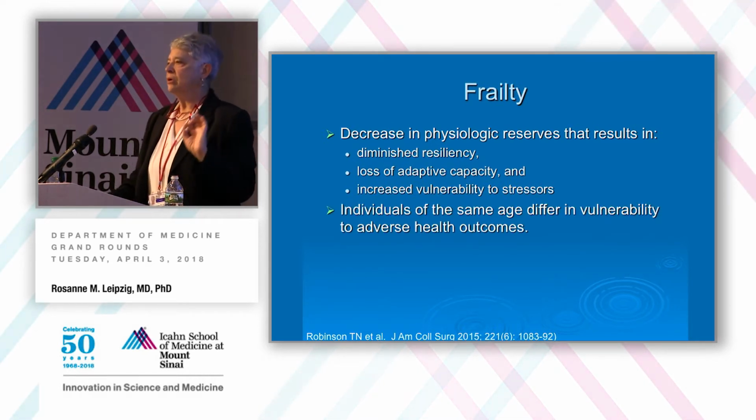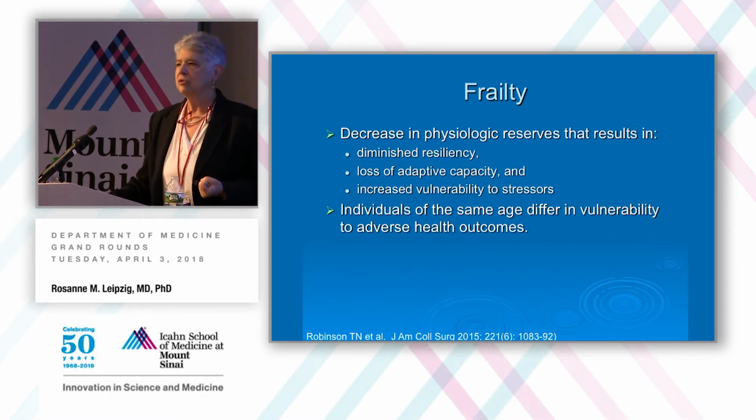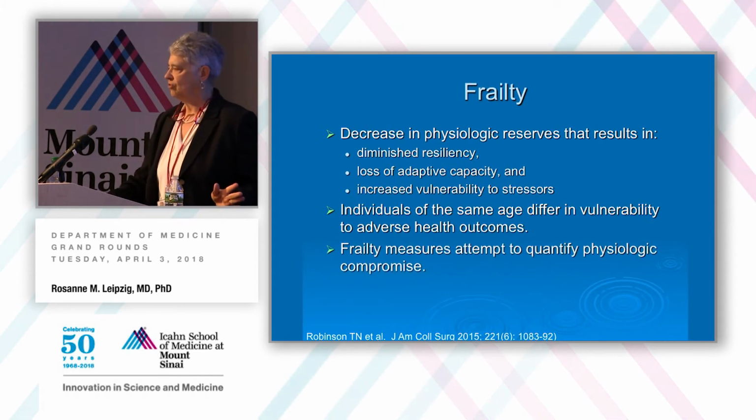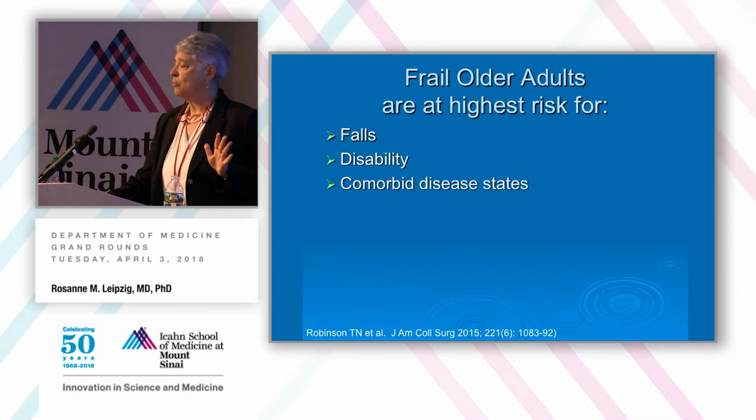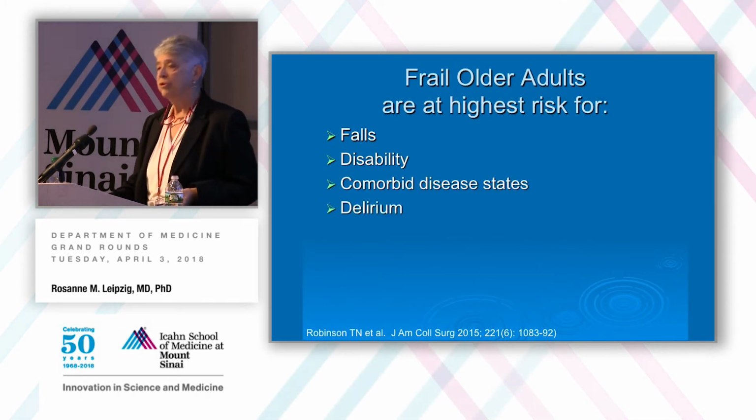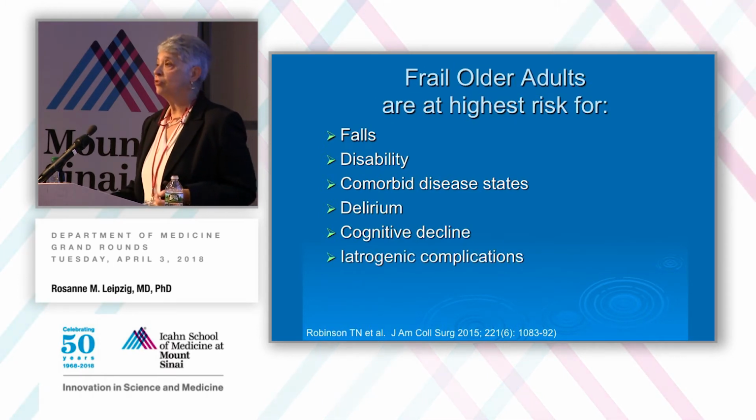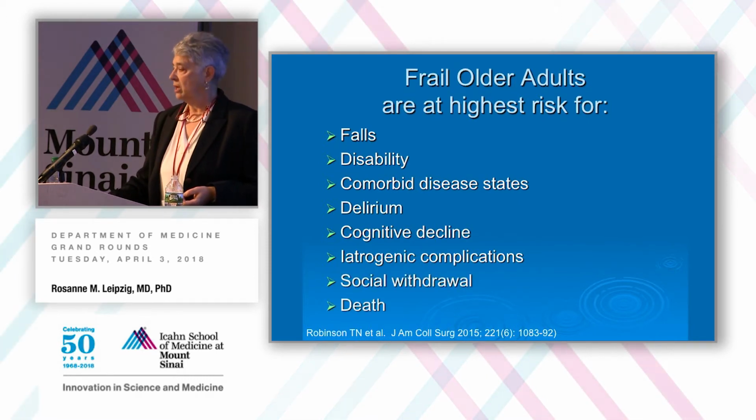And what's really critical, and what you can see in Rose, Leticia, and Nancy, is that individuals of the same age differ in their vulnerability to these adverse outcomes. And frailty measures attempt to quantify these. So what's so bad about being frail? You'll fall, you'll have more disability, comorbid disease states, you're more likely to get delirious, have cognitive decline, iatrogenic complications. So when you prescribe things to people, they're more likely to have a bad effect from them, and social withdrawal, and of course, death.